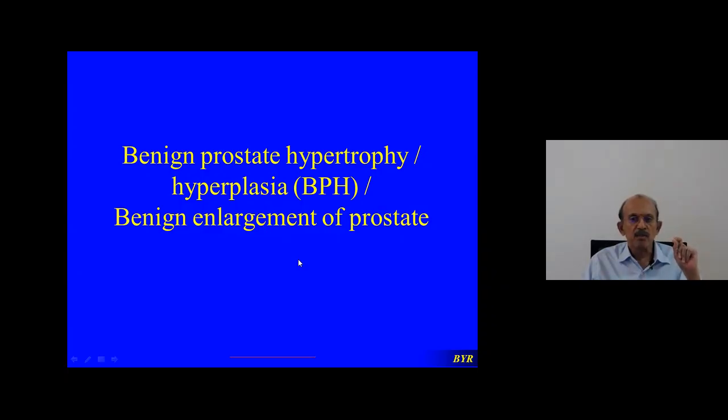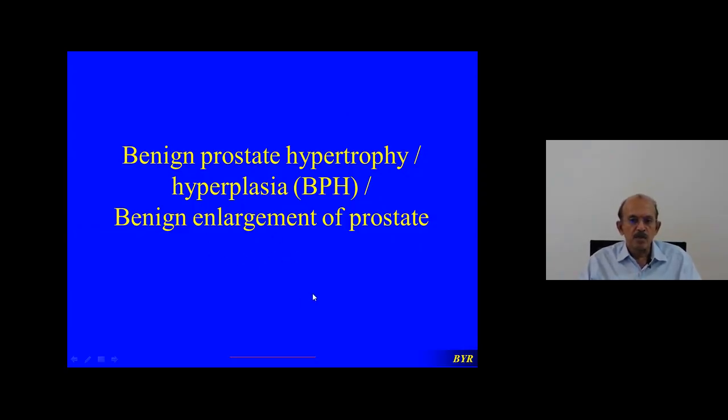Because it is developed from the Mullerian remnant, that means a part which develops into the uterus. In the males, this is called the utriculus or utricle. Utricle means small uterus. So it is actually not a uterus, it is an analog of the uterus in males.